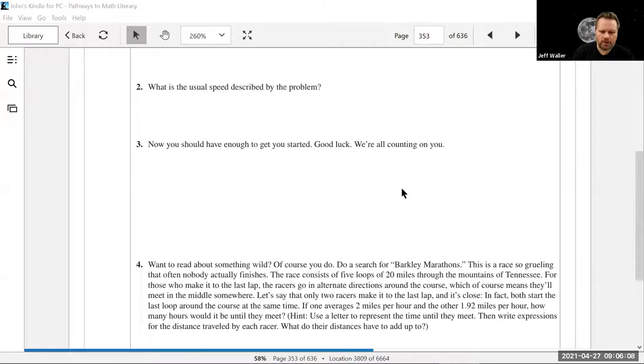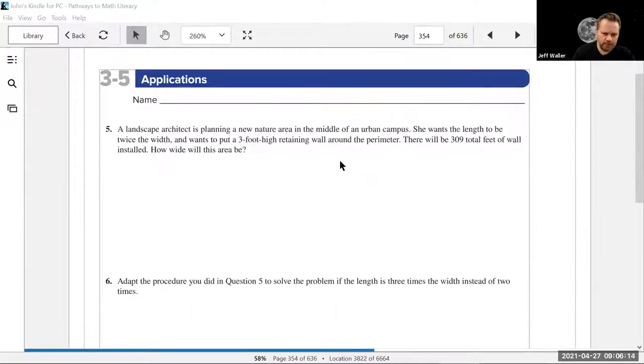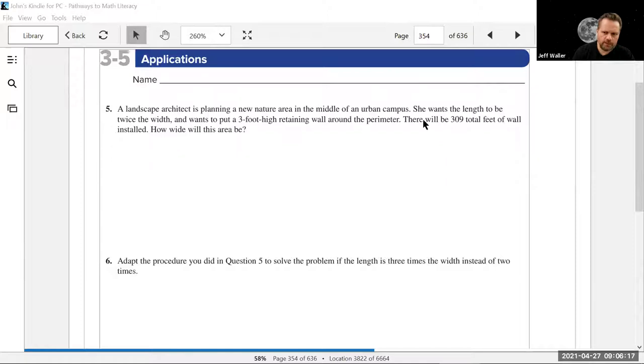Now, something more meaningful would be, let's see if I can find it. Oh yeah, we talked about this problem right here. I want to put a wall around this rectangular area. I have 309 feet of wall, that's important. What is irrelevant is that it's 3 foot high. It doesn't matter. The height of it doesn't change how big my rectangle is going to end up being. I don't care if it's 20 foot high or 1 foot high. I just want to enclose this area. It doesn't matter how tall the fence is. Does that make sense? That's all relevant means.